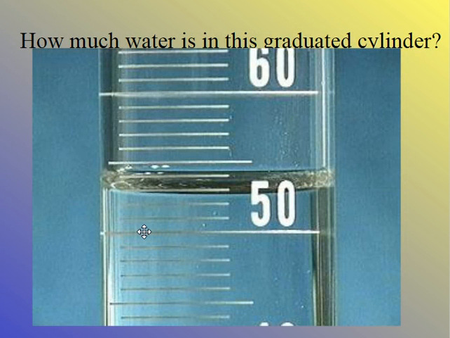So if we were to take a look at this and I ask you how much water is in this graduated cylinder, if we measure from the bottom of the meniscus, in other words the bottom of this curve, you can see that, well, if this is 50, I can see that's 60. So 50, 51, 52, it'd be 53. If you read it from the top, you'd be off by a milliliter.